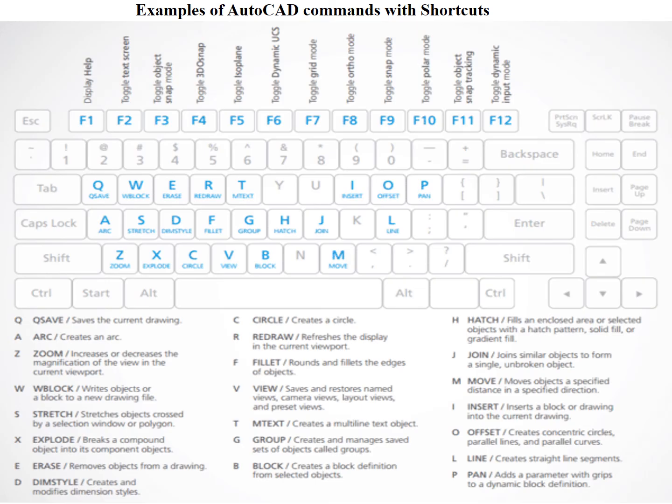These are the examples of AutoCAD commands with different shortcuts. You can find inside the image different shortcuts available with different commands. Mostly utilized commands are Q save, arc, zoom, erase, dimension style, circle, fillet, hatch, move, offset, line, pan, insert. These are the different commands which are part of our syllabus. So it is all about AutoCAD.